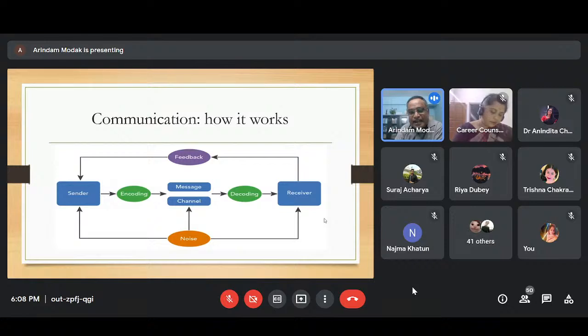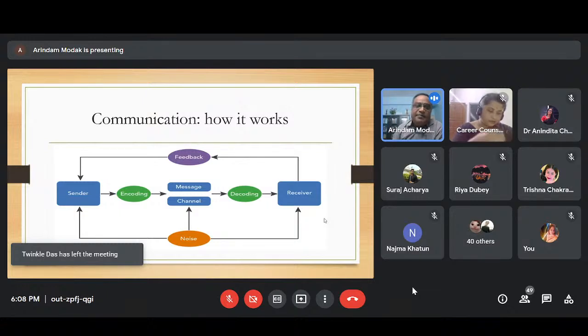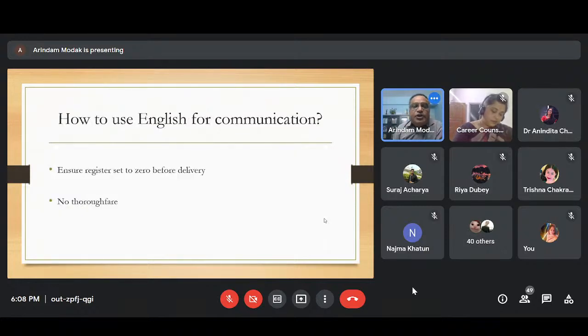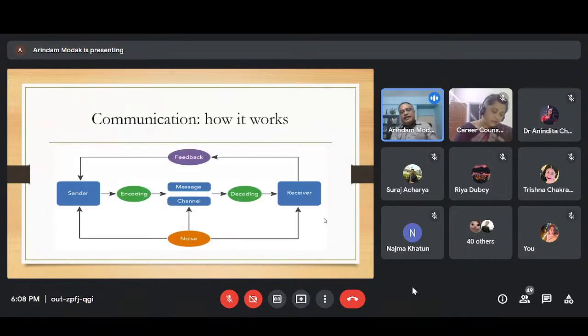Unless and until you can understand it, you cannot communicate proficiently. So you have to understand it properly. If you understand this process of communication, you can communicate in a better way. So this was the first part of my discussion. So have you understood it, dear students?